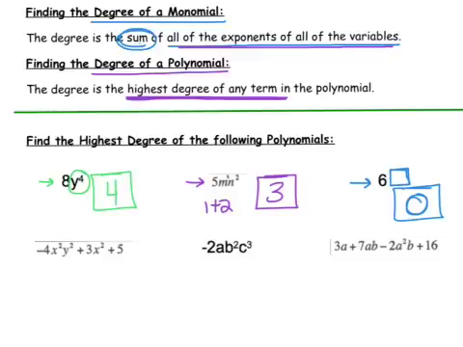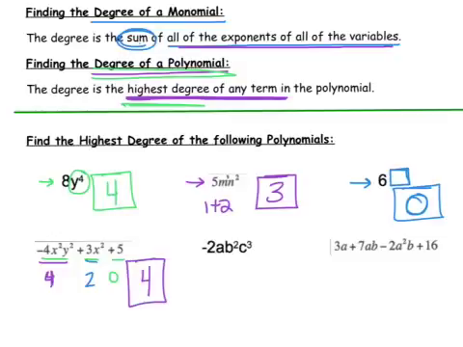Now in the next row, let's look at these. This first one, notice there's 1, 2, 3 different terms. So we need to figure out which term has the highest degree, and that will be the degree of our polynomial. Looking at our first term, we have 2 x's and 2 y's, so that term has degree 4. The second term has an x squared, so we have a degree 2. And our last term's a constant, so it has a degree of 0. 4 is our greatest degree, so that's the degree of our polynomial.